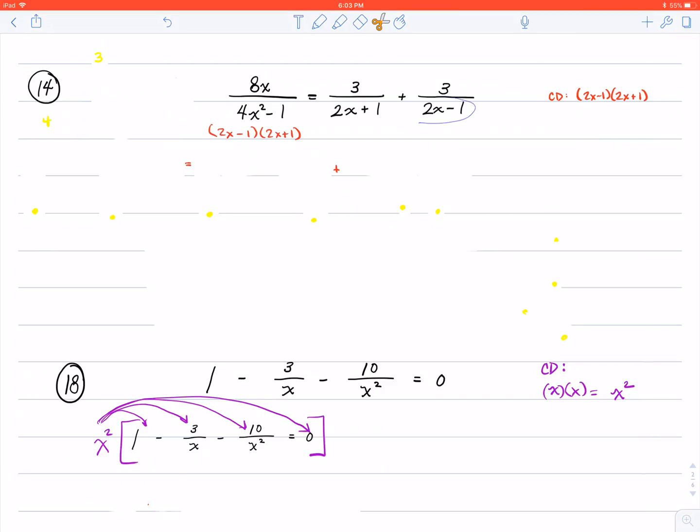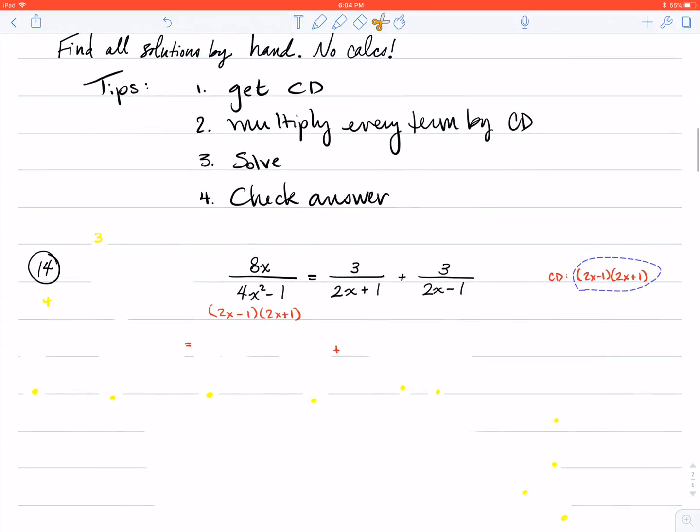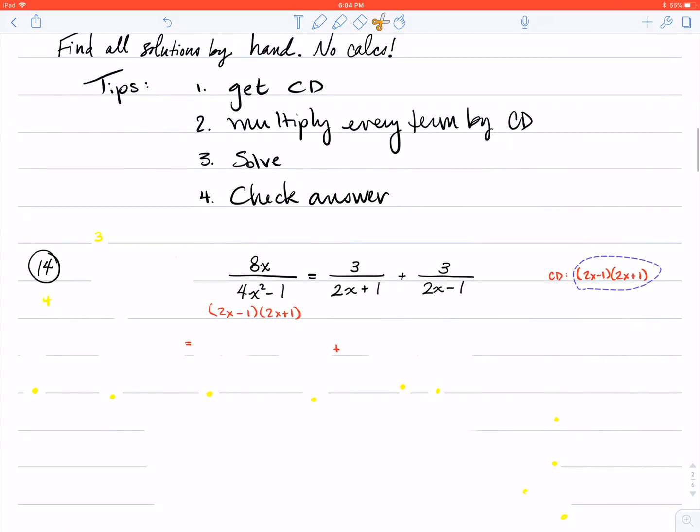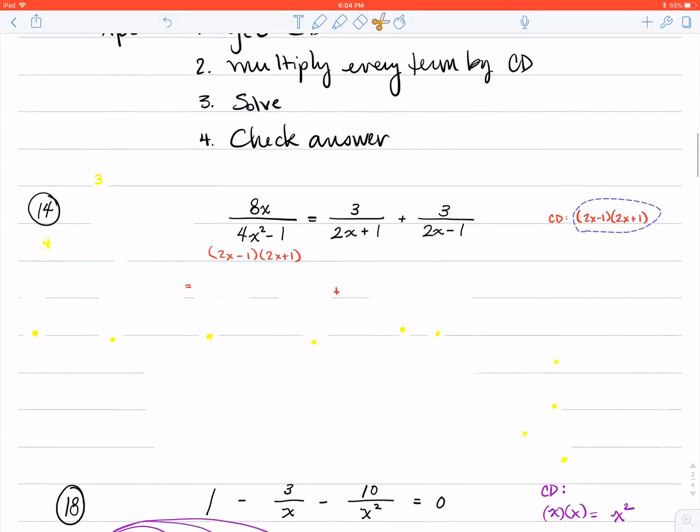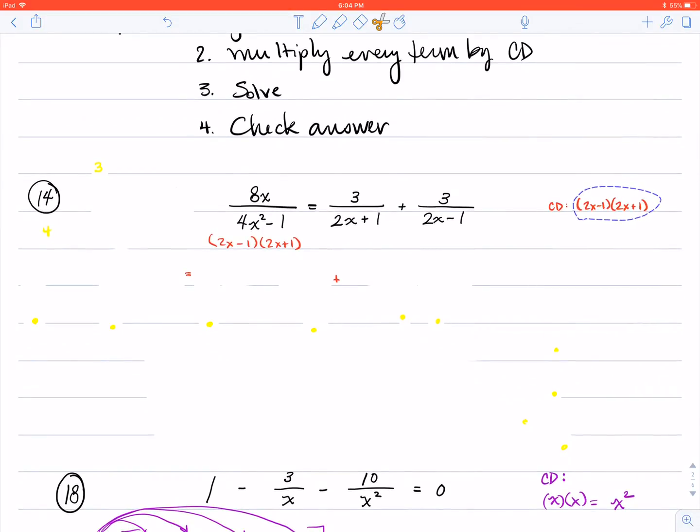When I go to my next denominator and I ask myself, do I have a repeat factor here? I compare it to my common denominator. I'm already using 2x minus 1, so that's also a repeat. So what I have here then is my common denominator. So that's number one. First of all, get your common denominator. Number two, multiply every single term by the common denominator.